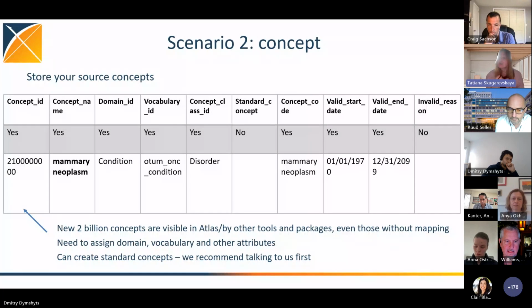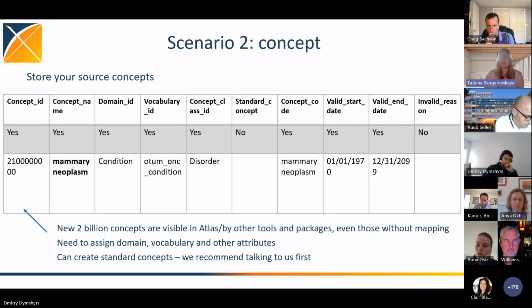You need to assign concept classes to them, domain IDs. So what you're doing, once again, is modifying the concept table of the CDM a bit to accommodate all the source entities, custom concepts that you need to add. These 2 billion plus concepts, as we call them, will be usable with your fellow network researchers. They will be visible in Atlas and other tools, even those that do not have a mapping, once again, because they are still considered concepts. And that is a good thing.